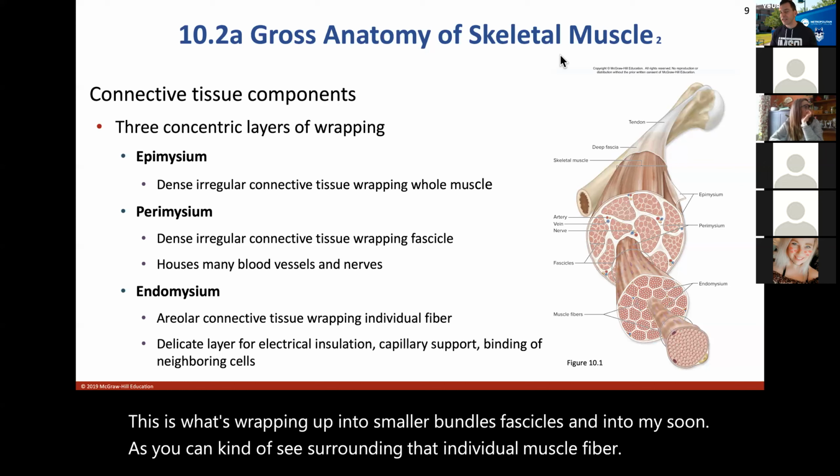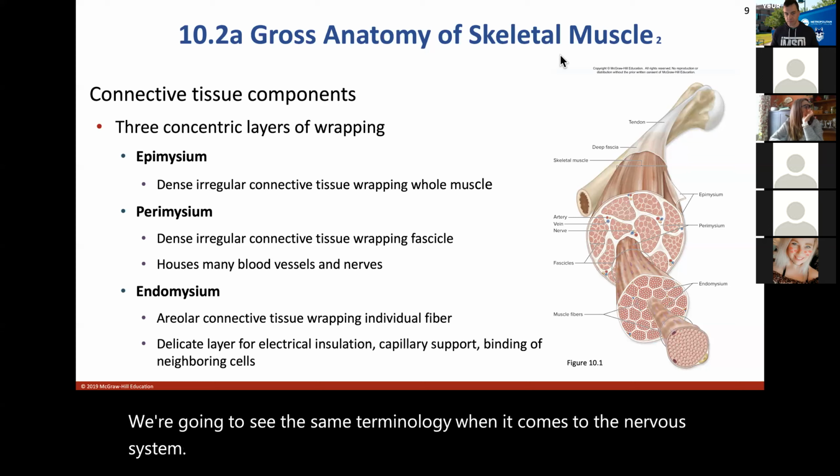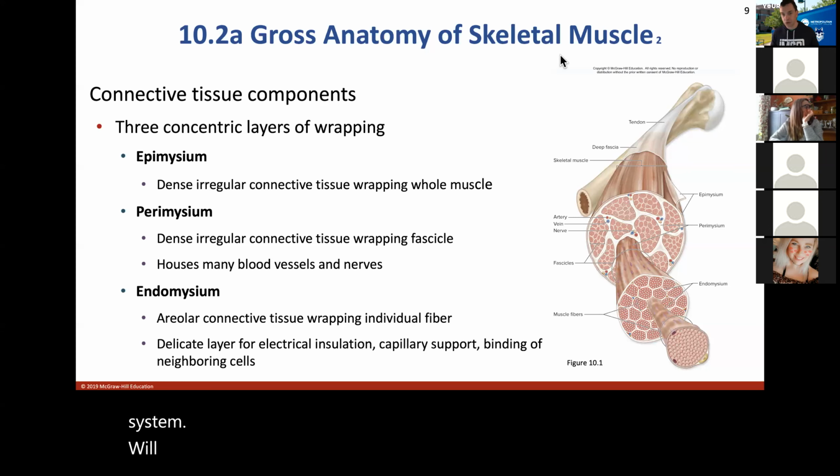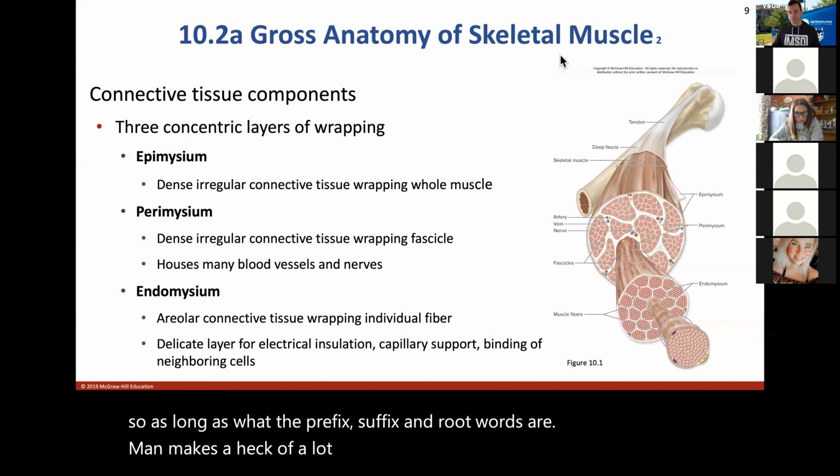We're going to see the same terminology when it comes to the nervous system. We'll just use epineurium, perineurium, endoneurium. So as long as you know what the prefix, suffix, and root words are, man, it makes it a heck of a lot easier to guess on an exam.